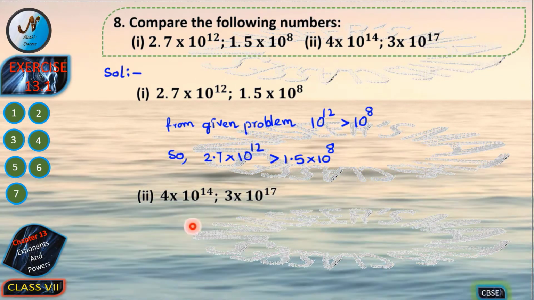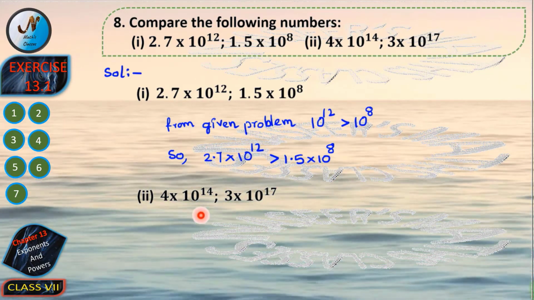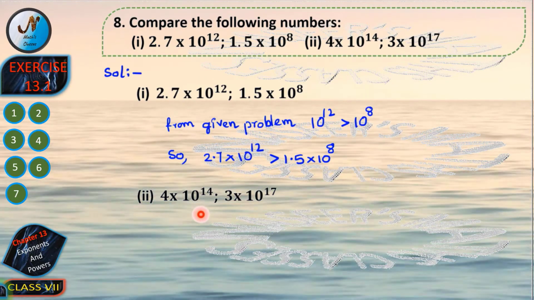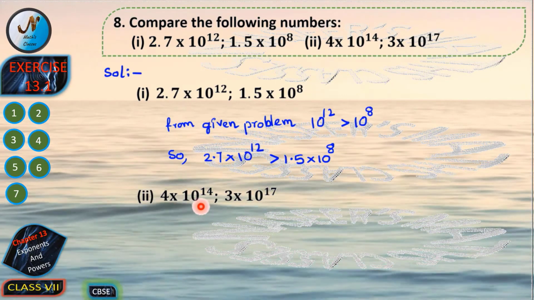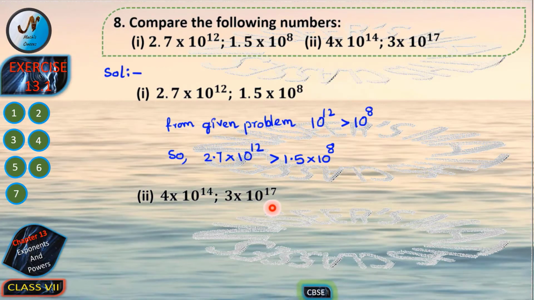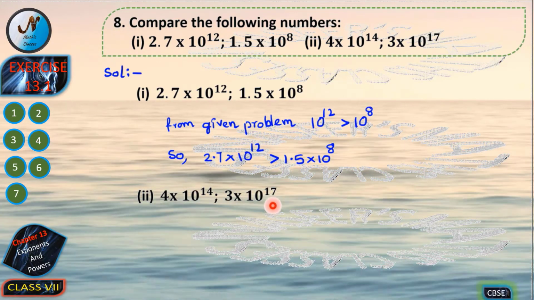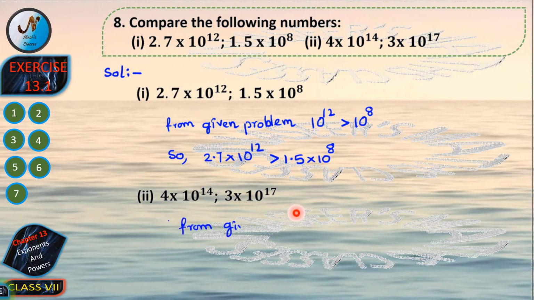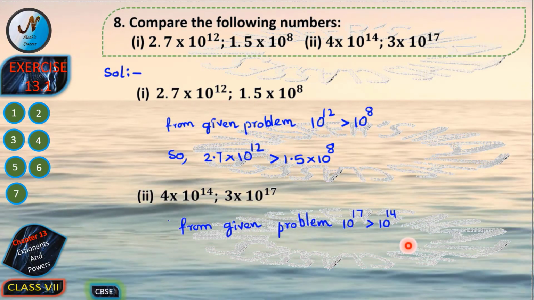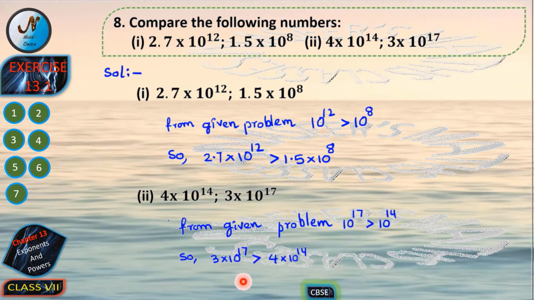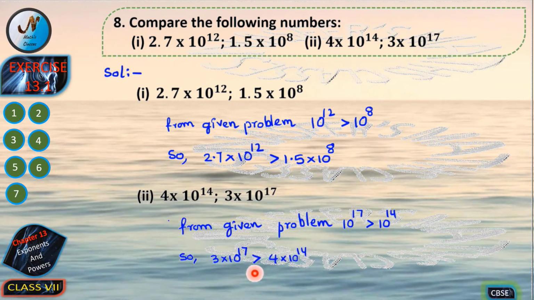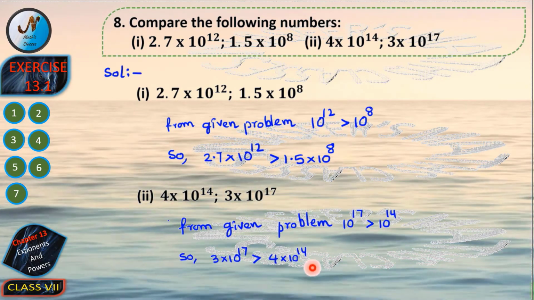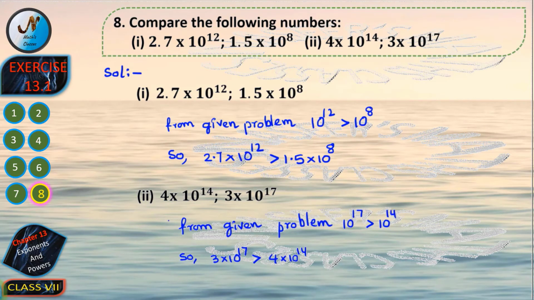To compare these two, we first compare the exponents of the 10. Here in first number the exponent of 10 is 14 and in second number the exponent of 10 is 17. We already know that 17 is greater than 14. So we can say that 10 to the power of 17 is greater than 10 power 14. So the number 3 into 10 to the power of 17 is greater than 4 into 10 to the power of 14.